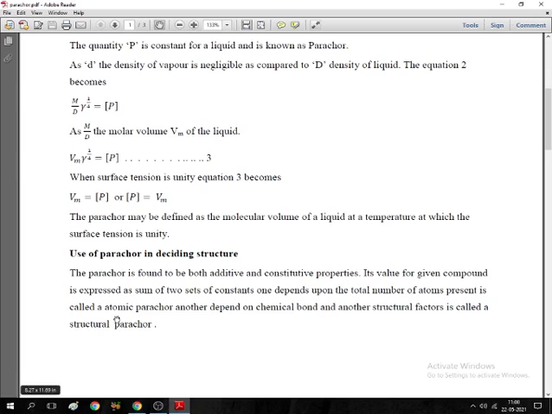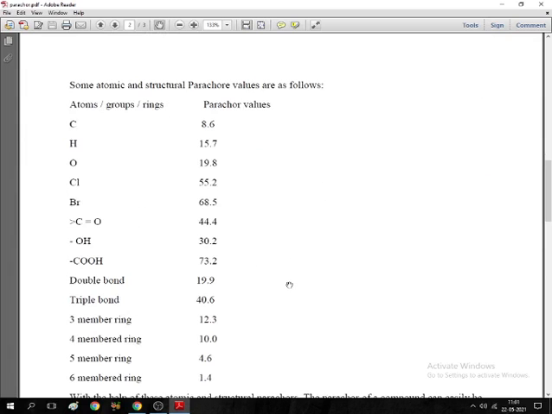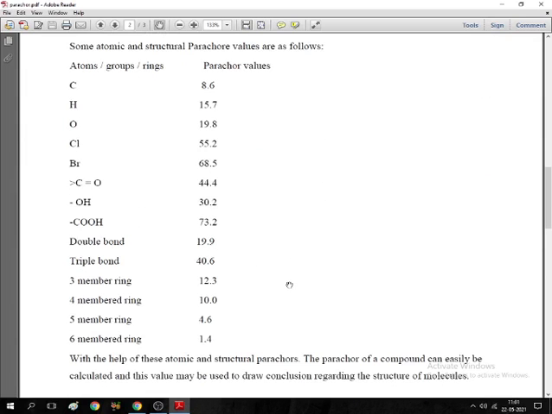Therefore we can say that there are two types of Parachor. One is the atomic Parachor and another is the structural Parachor. Atomic Parachor can be found out by using the Parachor of the atoms, and structural Parachor can be found out by using the bond and structural factors which are present in the substance. Now let us see some atomic and structural Parachor values according to Sugden.